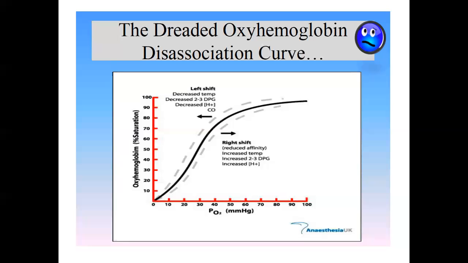This could be a patient that's septic. They have an increased body temperature. They have an increase in hydrogen ions, so they're acidotic. And then we had a question the other day about 2,3-DPG, and I'll talk about that for a second too.